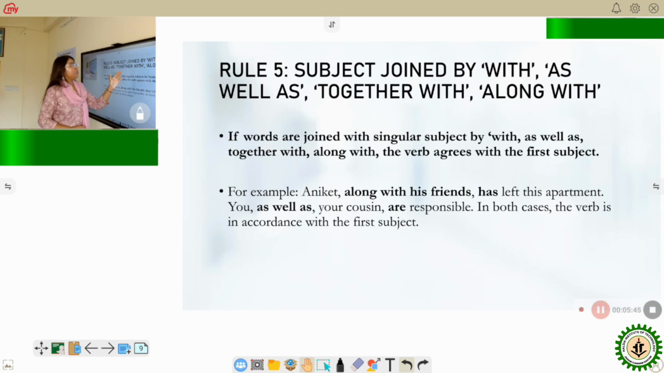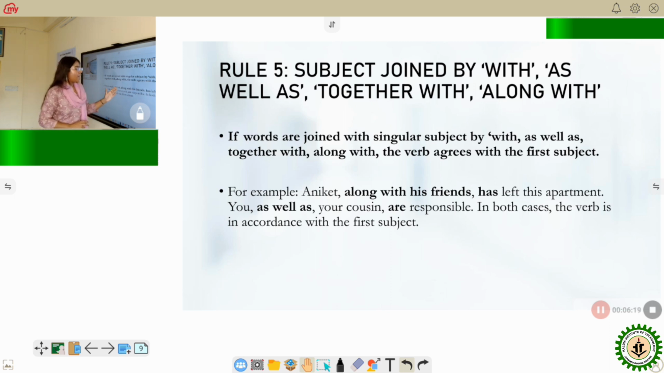Now the subject joined with as well as, together with, along with. In this case, the rule will be completely the opposite. In the previous case, we saw that the verb agrees with the second subject. But in this case, the subjects that are joined with as well as, together with, along with, align with the first subject of the sentence. If the first subject is singular, then the verb will be singular. If the first subject is plural, the verb will also be plural.